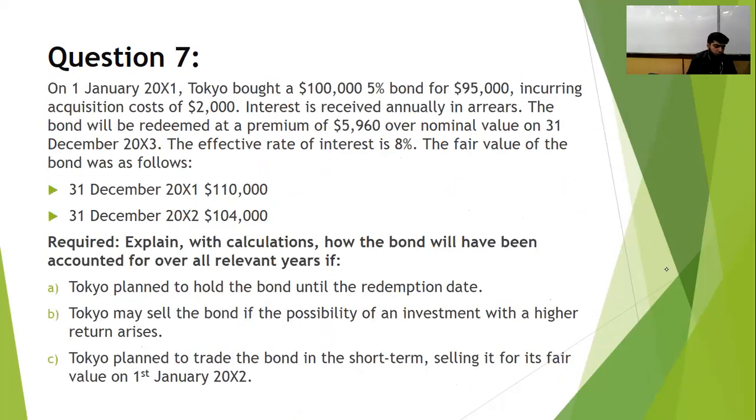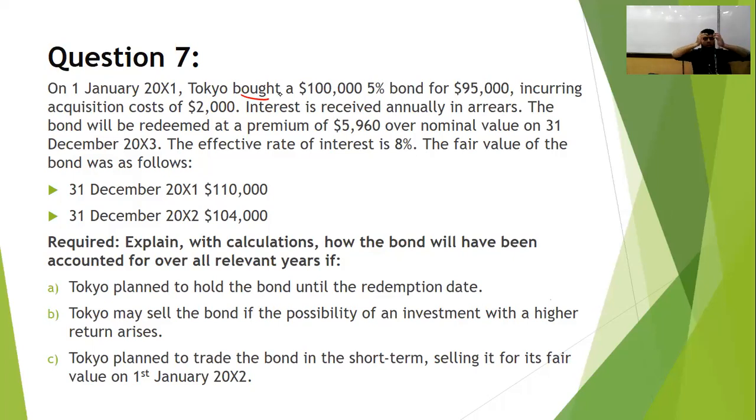Now let's move on to question number 7. On 1st January 2021, Tokyo bought $1,00,000 5% bonds for $95,000. Remember, one more thing: we bought, it means we purchased. If you are purchasing, is it a financial asset or a financial liability? It's a financial asset. Very good. We bought, it means we are making an investment, and what we are purchasing is bonds, so it's a financial asset, a debt instrument.